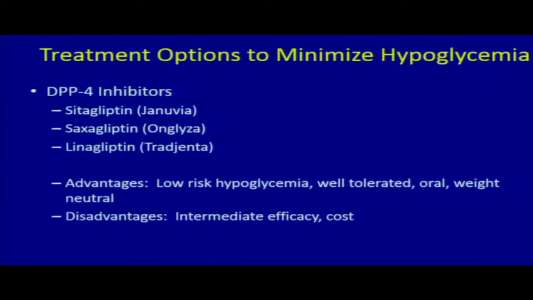How about the DPP-4 inhibitors? These are oral agents that are trying to augment the action of incretins endogenously. So they end in gliptin: sitagliptin, saxagliptin, and linagliptin. Don't cause hypoglycemia as monotherapy. Well tolerated. Pills. And essentially weight neutral. Disadvantage is they're not as potent as some of the other agents in lowering glucose, and they are on the expensive side.